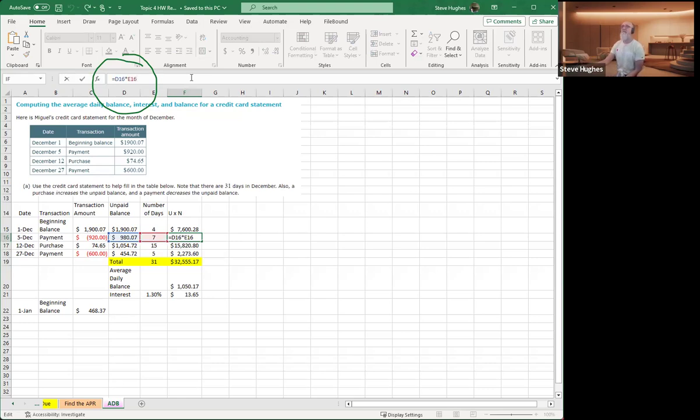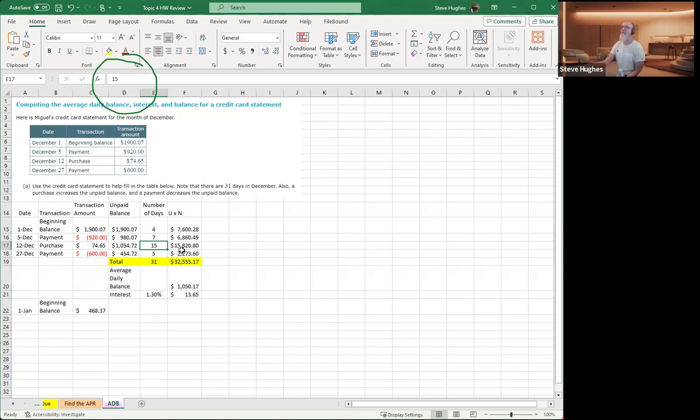All right, next, they made a purchase. That goes right here in column C. They made a purchase of $74.65. And now, what is their unpaid balance? Well, it's the 980, D16 plus C17, the purchase they just made. They kept that for 15 days. How did I come up with 15? That is 27 minus 12 is 15.